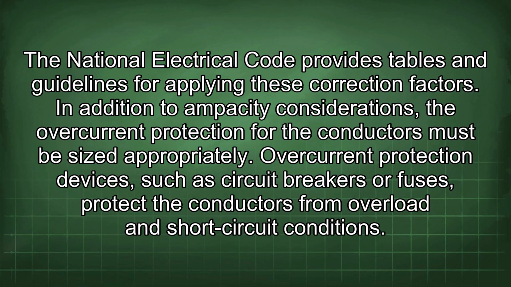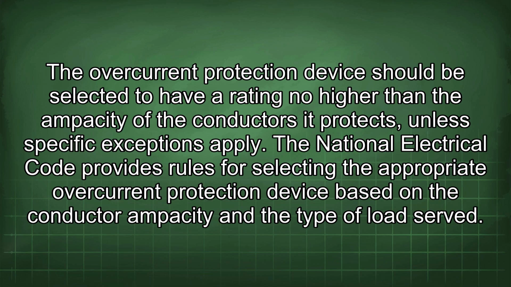In addition to ampacity considerations, the overcurrent protection for the conductors must be sized appropriately. Overcurrent protection devices, such as circuit breakers or fuses, protect the conductors from overload and short-circuit conditions. The overcurrent protection device should be selected to have a rating no higher than the ampacity of the conductors it protects, unless specific exceptions apply. The National Electrical Code provides rules for selecting the appropriate overcurrent protection device based on the conductor ampacity and the type of load served.